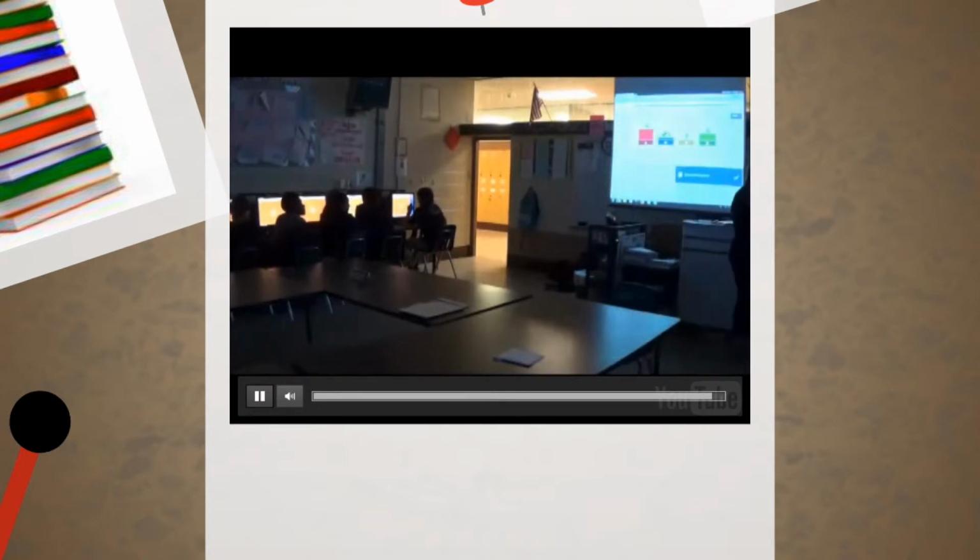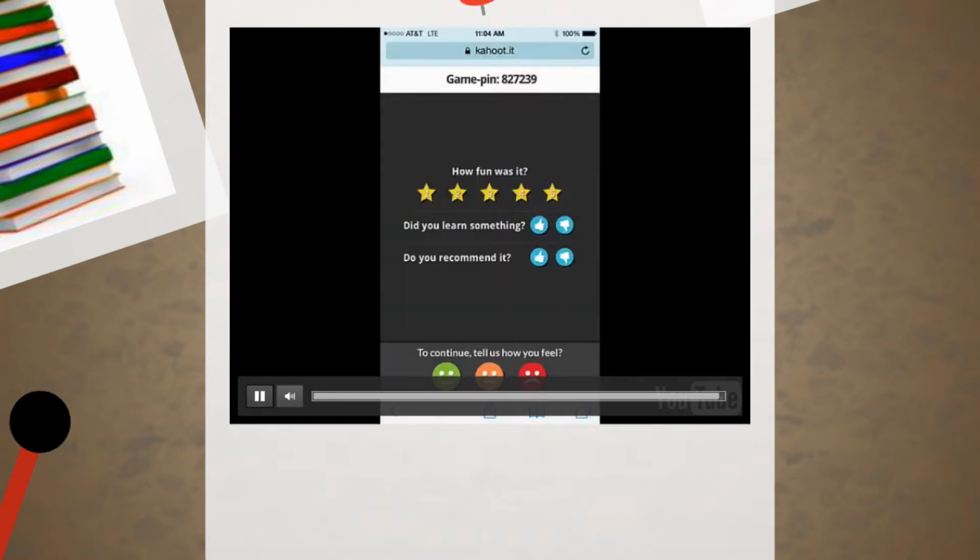This is a bonus for them because this is just another way to assess students' understanding. The instructional design model that I chose is the Dick and Carey model.